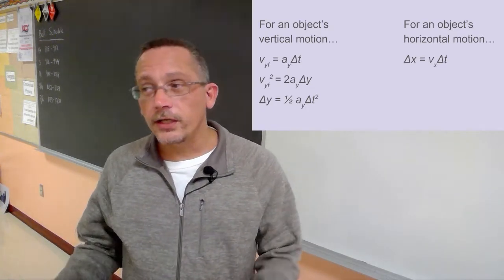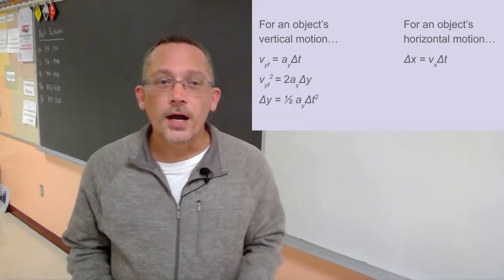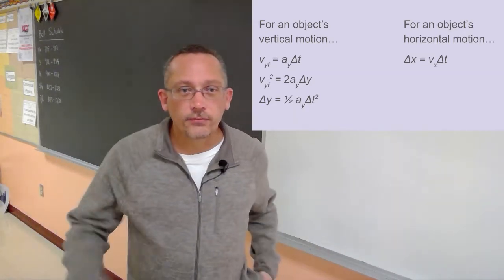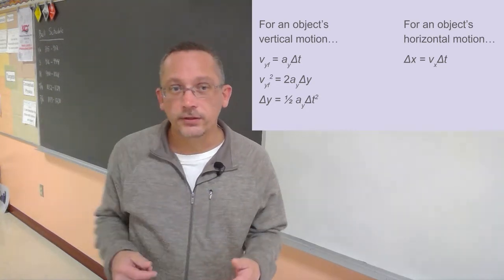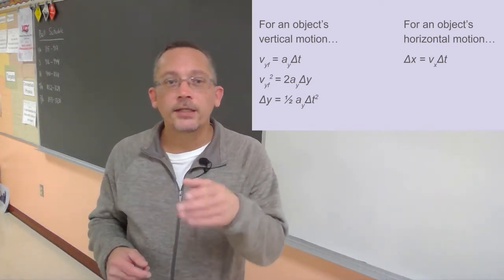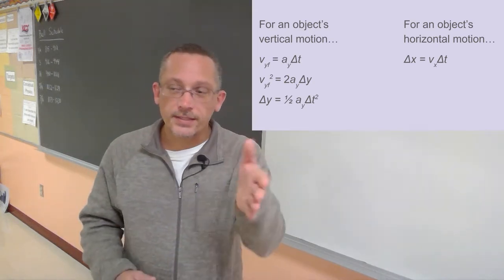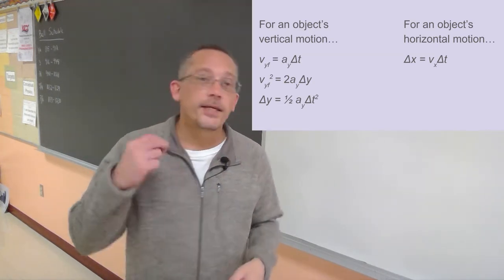For objects that are moving in the vertical direction, there are three equations there. You can see it says Vyf, so the final velocity in the y direction is equal to Ay delta t. So it's equal to the acceleration in the y direction times the time.